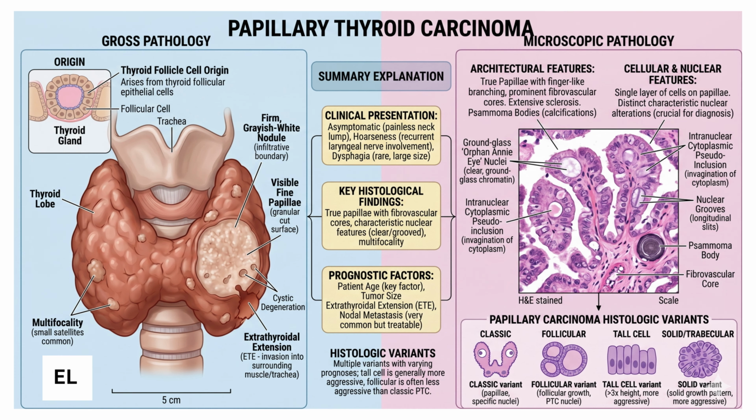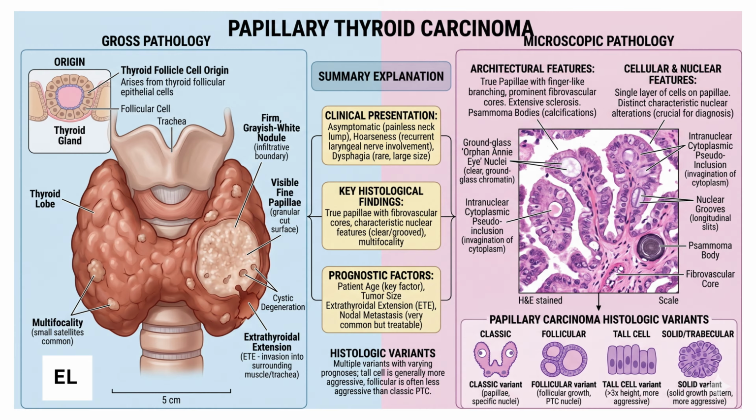Next, the prognostic factors section tells you what really matters in patient outcomes. Age is one of the most important predictors. Patients younger than 55 generally have an excellent prognosis. Tumor size also plays a role, with larger tumors having a higher risk of spread. Extrathyroidal extension worsens prognosis because it indicates aggressive behavior. Interestingly, nodal metastasis is very common in papillary carcinoma, especially to cervical lymph nodes, but unlike many cancers, this does not drastically worsen survival. It is often still very treatable.